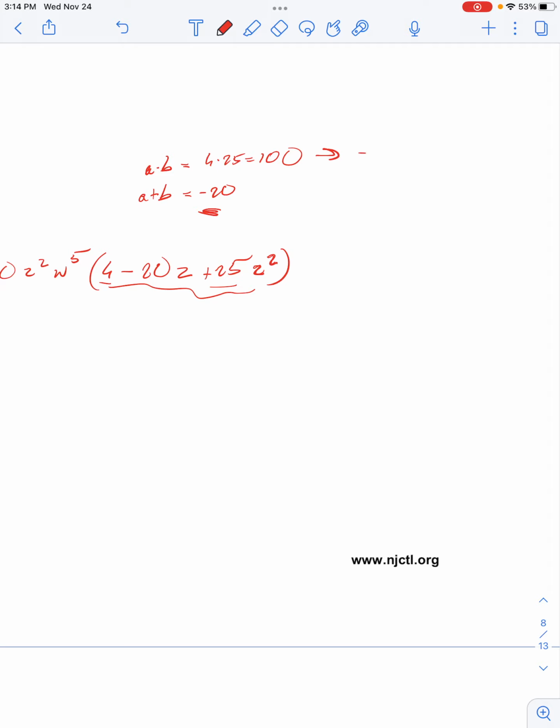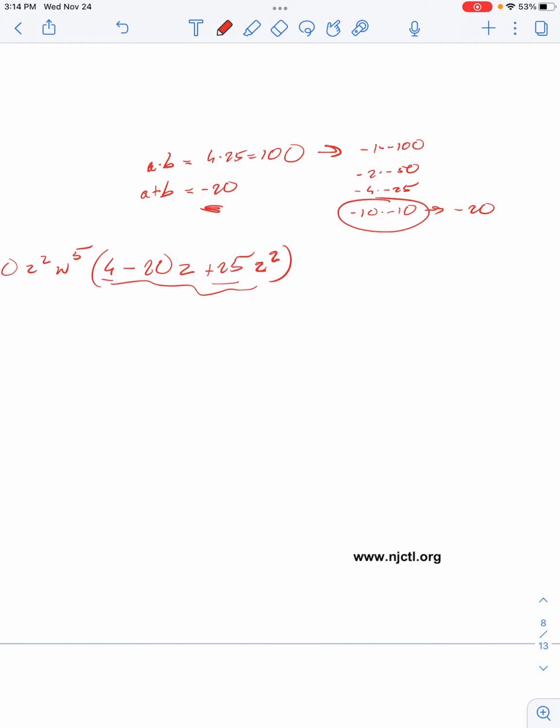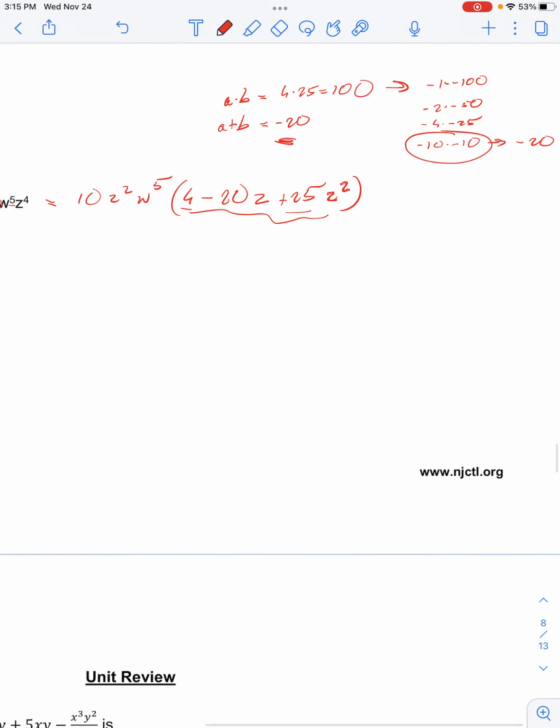So we can have, let's say, negative 1 times negative 100. We can have negative 2 times negative 50. We can have negative 4 times negative 25. We can have negative 10 times negative 10. And when I add negative 10 and negative 10, I get negative 20. So negative 10 and negative 10 is what we can break this negative 20z down into. So we rewrite this as 10z squared, w to the 5th, times 4 minus 10z minus 10z plus 25z squared.